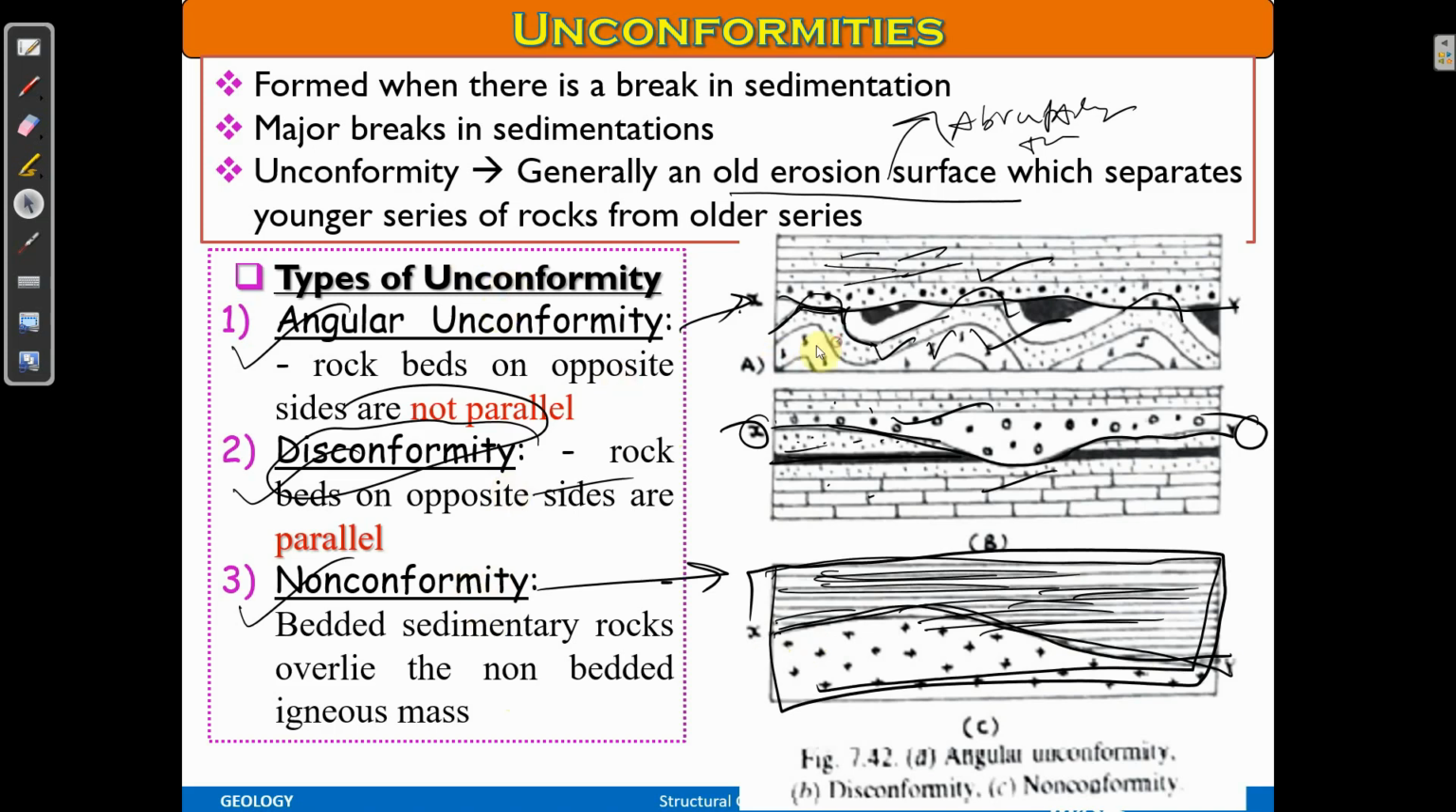Okay. So this is when neither one is parallel. When opposite sides are not parallel, then angular unconformity. When it's parallel, it's called the disconformity. When it's igneous and sedimentary, it's called the non-conformity. You have to remember that.